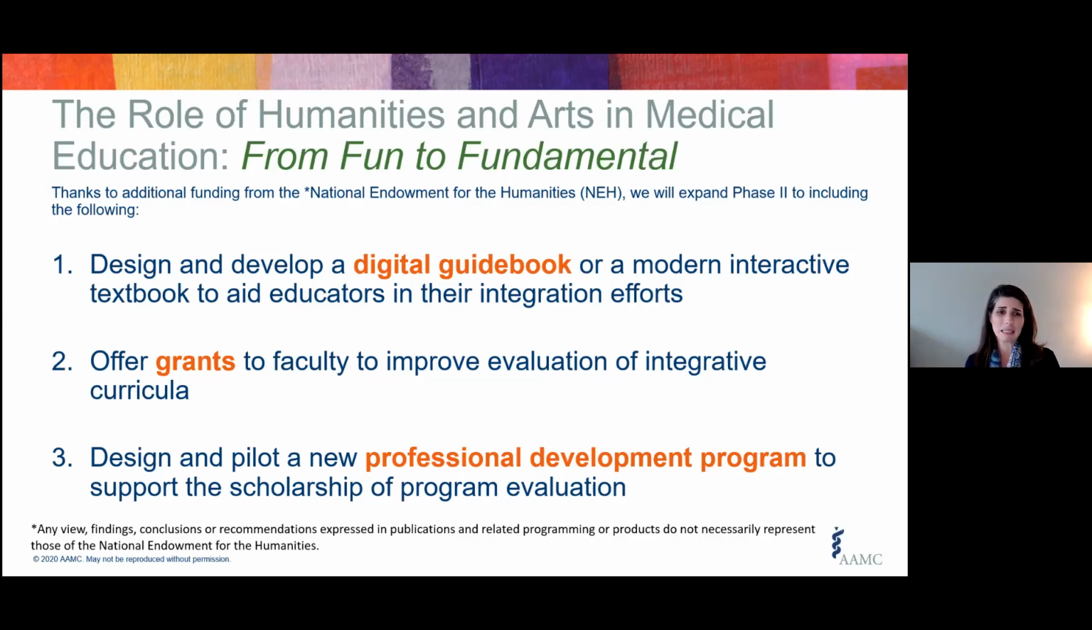So that call, please check our website, and I'll make sure that Alice, you get connected on that announcement right away so you can disseminate it to your attendees here. It would be wonderful. So it's a small grants opportunity. We're going to be awarding 5 $25,000 grants for faculty to improve the evaluation of their arts and humanities-based curriculum. And we're also developing a new faculty development, professional development program to support specifically the scholarship of program evaluation related to arts and humanities programming.